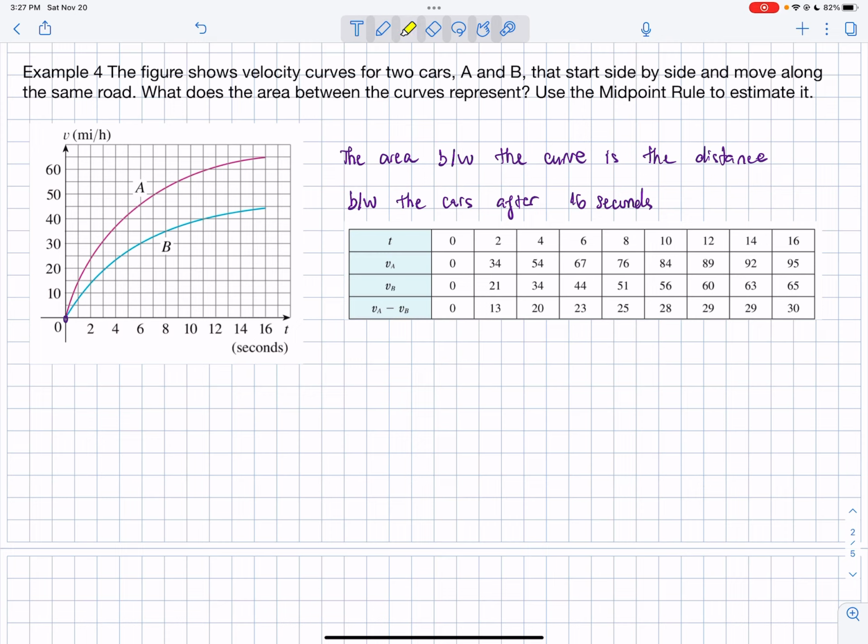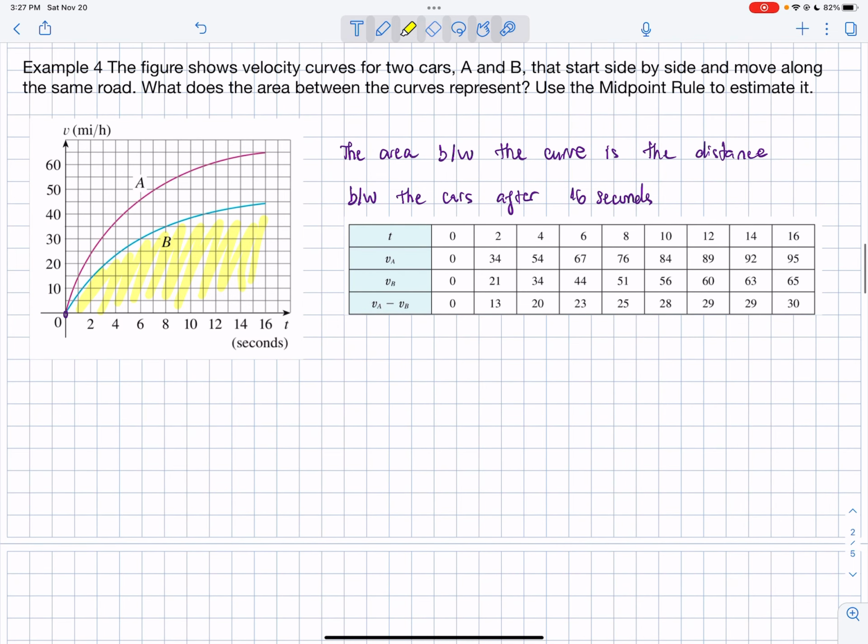If we look at the graph, we can see that the area under the curve B is the distance that car B made after 16 seconds. And the area under the curve A is the distance that car A made after 16 seconds. So the area between the two curves represents the distance between the cars after 16 seconds.